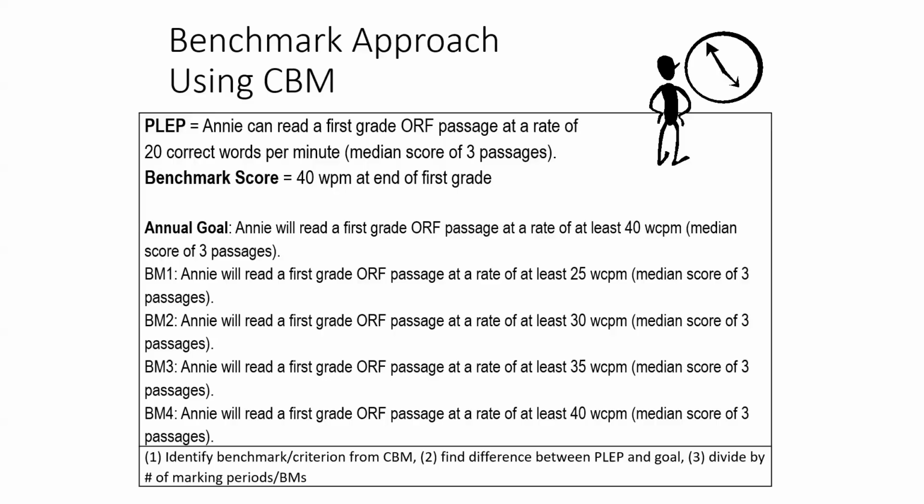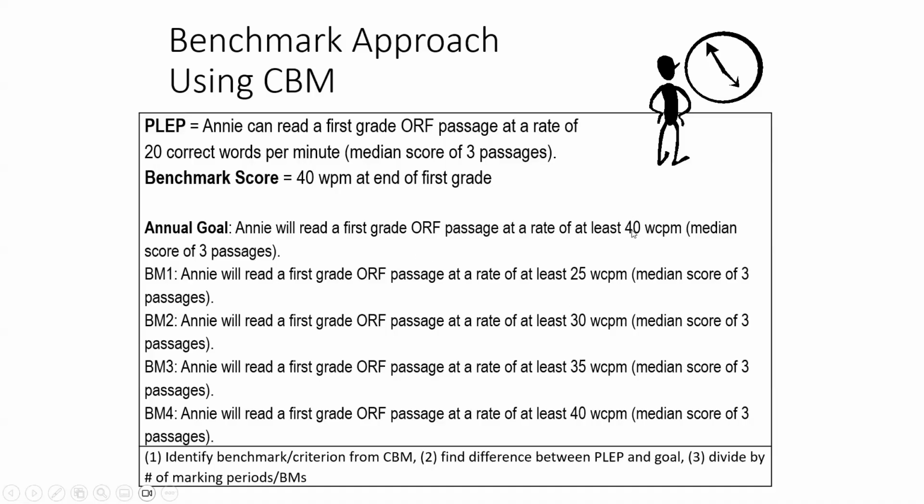Here's another one. Annie can read a first grade oral reading fluency passage at a rate of 20 correct words per minute. The benchmark score should be 40 words per minute at the end of first grade. So our annual goal is that Annie will read a first grade oral reading fluency passage at a rate of at least 40 words correct per minute. All right, let's do that little bit of math.